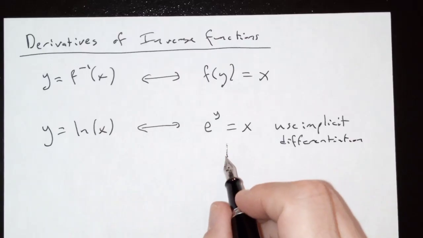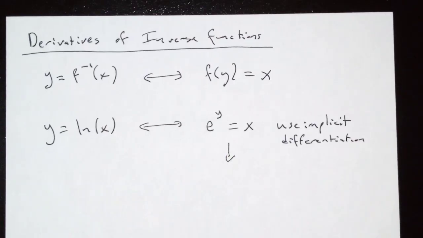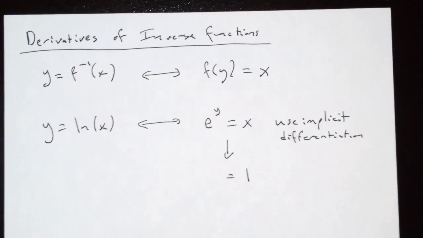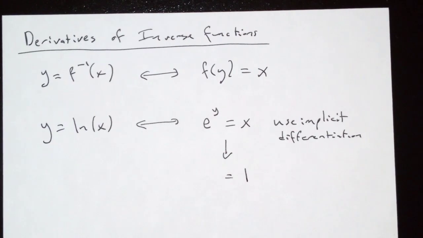what do I get? Well, let's start on the right side. I'm taking my derivative in x. What's the derivative of x? 1. Great. What's the derivative of e to the y? Remember, I'm taking my derivative in x. Ooh. What does that mean?